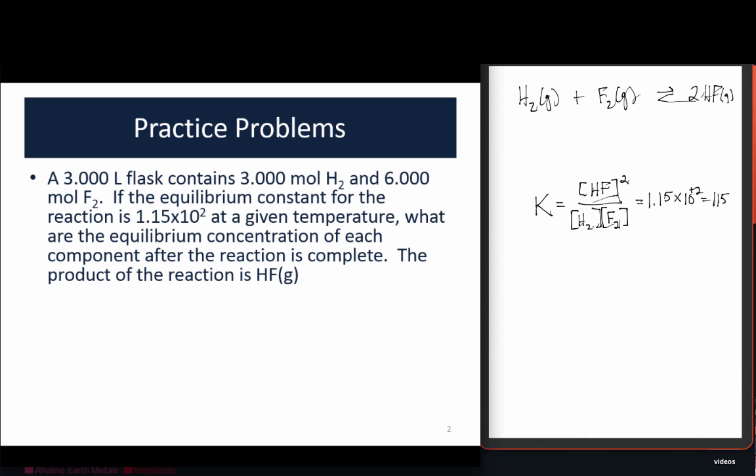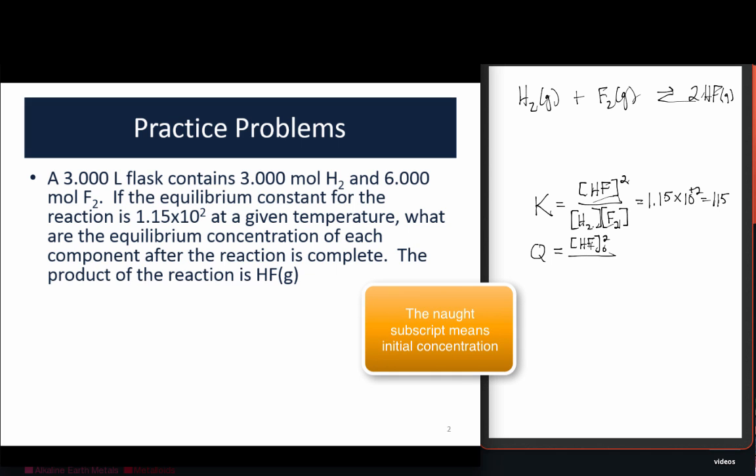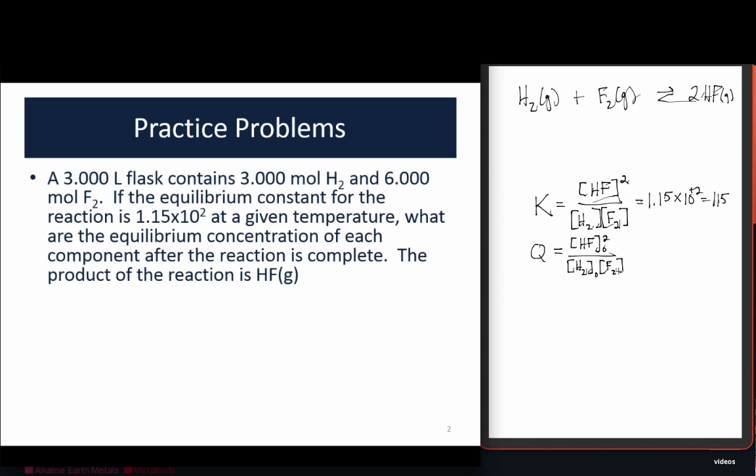We can calculate a Q value for this reaction to determine which way it's going to go. So Q has exactly the same expression as K, except they're non-equilibrium values. In this case, we've got our initial concentration of HF squared, divided by our initial concentration of H2, divided by our initial concentration of F2. So we need to solve for each of these values. We can do that just by looking at the problem.